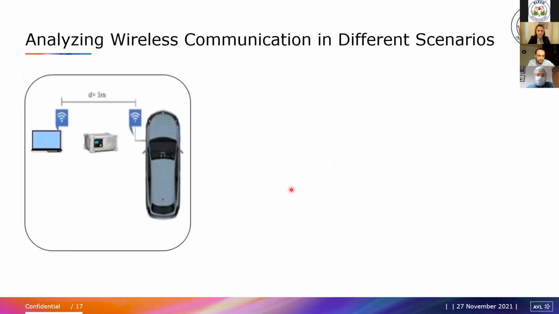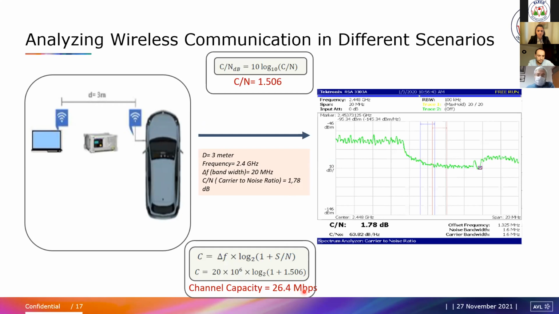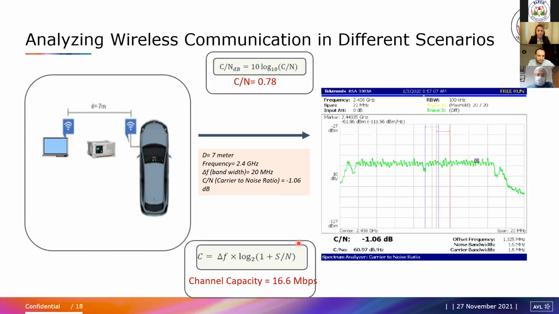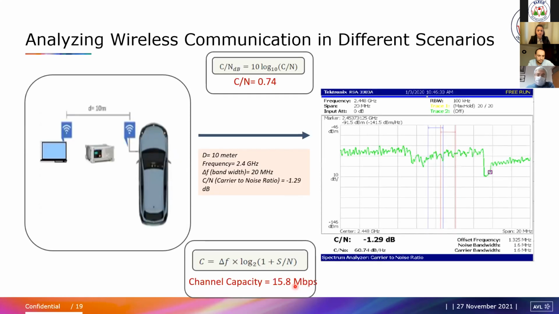When we implemented 3 meters between the control room and the vehicle, our result was 26 megabit per second. As I mentioned, the CAN protocol is up to 1 megabit per second, so it's quite okay for us to receive and send data in this channel capacity, because we just connected the CAN lines, and it's maybe 26 times more than needed. With 7 meters, the channel capacity is 16.6 megabit per second. With 10 meters, the channel capacity is 15.8 megabit per second.